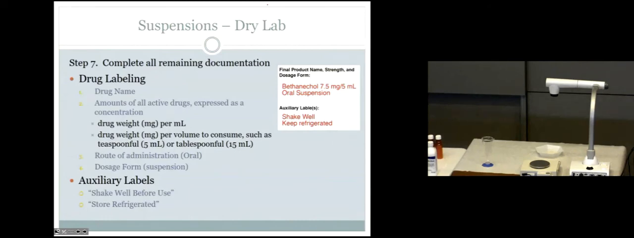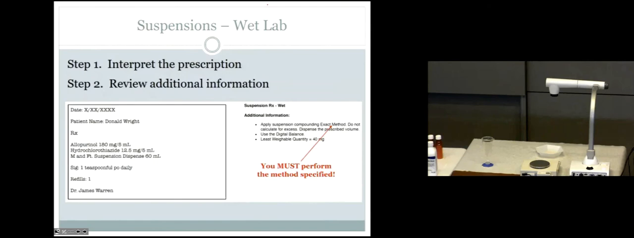And the 2 auxiliary stickers, just memorize them. They should make sense. Keep in the refrigerator and shake well. Clearly you're going to need to shake well every time, and this needs to be stored in the refrigerator. So those will be the 2 stickers I'm going to grade for. Okay. Any questions on that? Not that hard. All right, so let's look at your wet lab real quick.